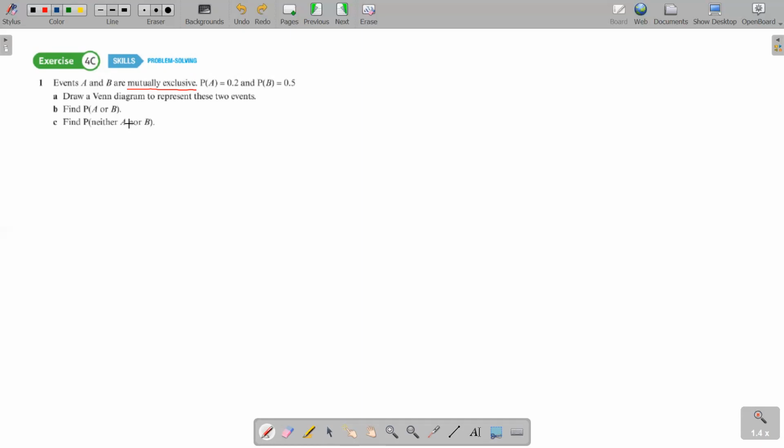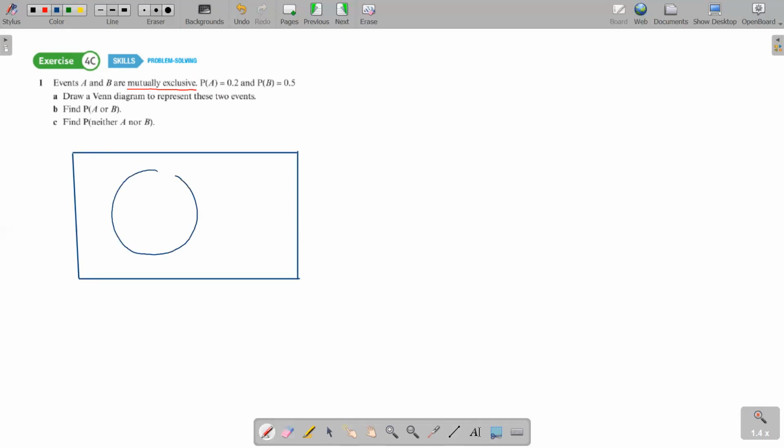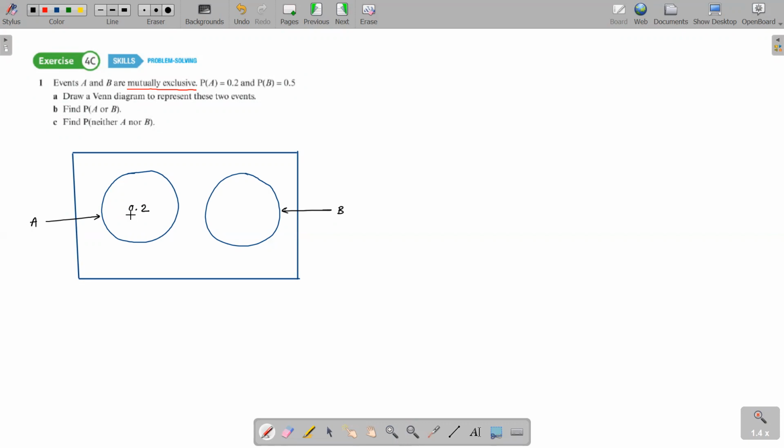Okay, so basically A and B are mutually exclusive. Probability of A is 0.2, probability of B is 0.5. Draw a Venn diagram to represent these two events. So let's draw the Venn diagram. If it's mutually exclusive, the two circles don't meet each other, right? So you name one circle A and the other circle B. Probability of A is 0.2. Because there is no intersection, the regions inside the circles are not divided, the region inside the circle is completely one, so you can mark the 0.2 probability inside the circle. And probability of B is 0.5.